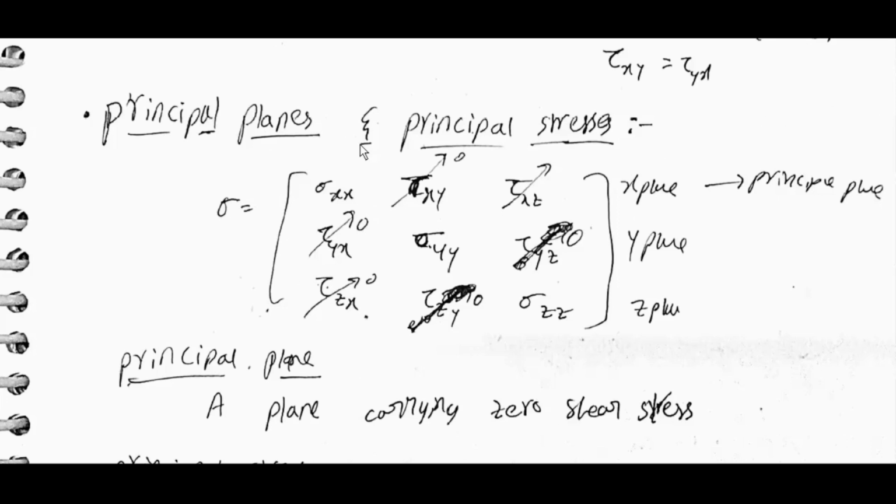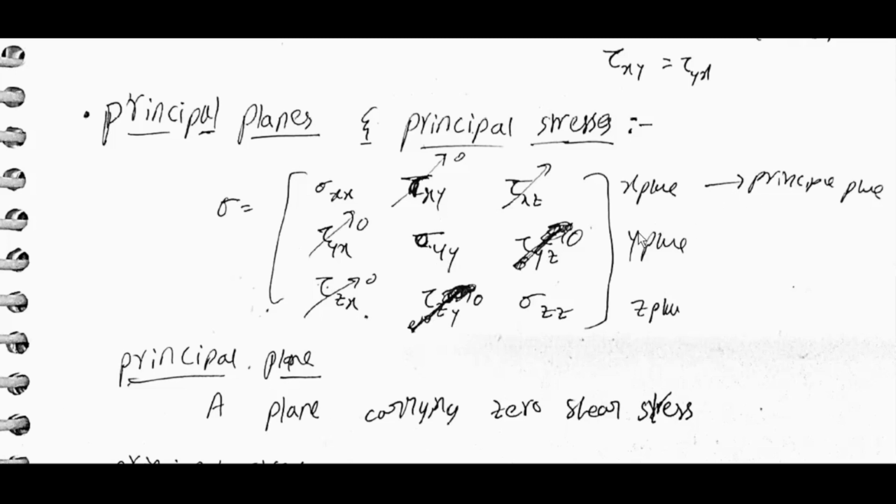Principal planes and principal stresses: sigma is equal to the matrix of sigma xx, tau xy, tau xz, tau yz, sigma yy, tau zx, tau zy, sigma zz. Here the shears are all 0. Only the sigma terms will be there: the x plane, y plane, z plane.